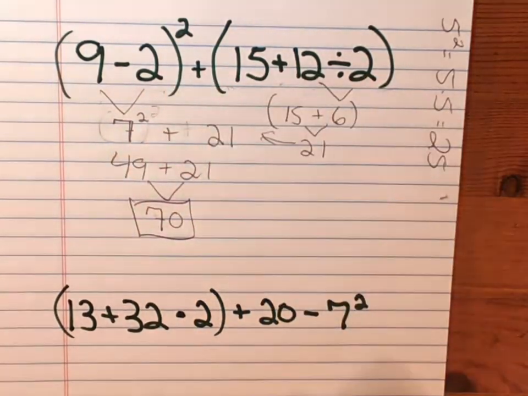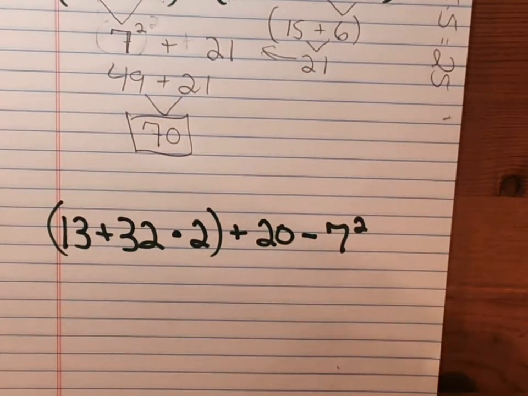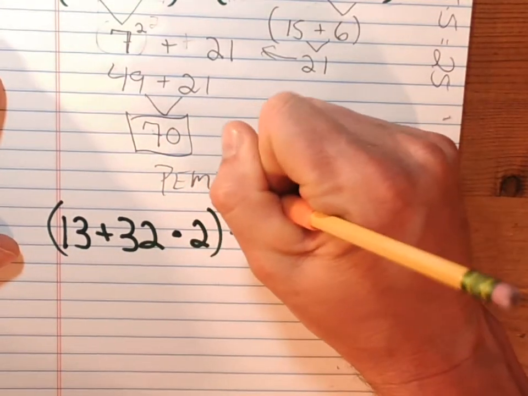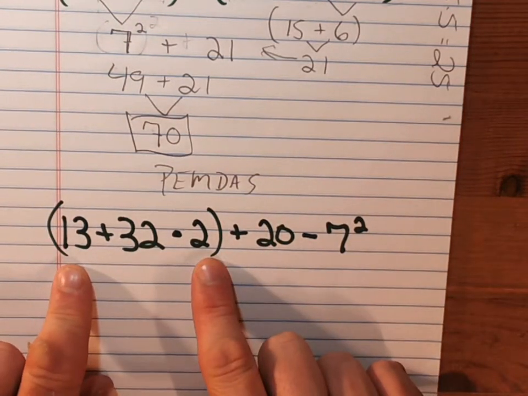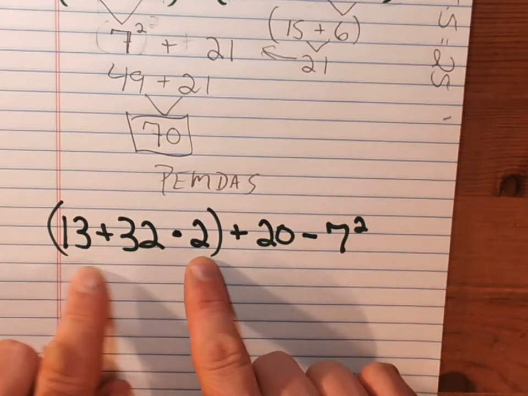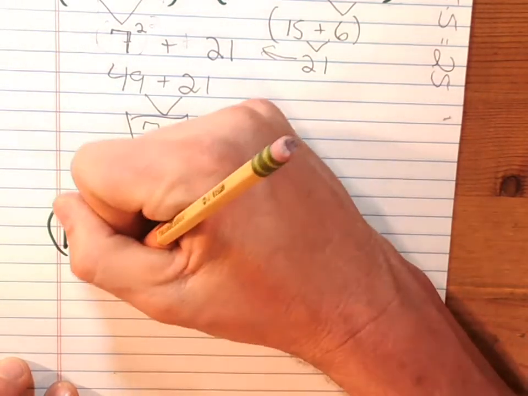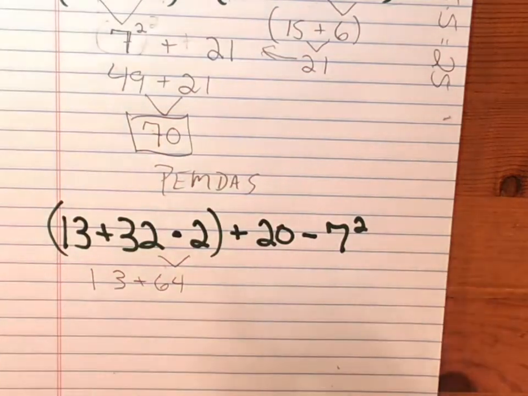Put a box around it. Next one: 13 plus, parentheses, 32 times 2, close parentheses, plus 20, take away 7 squared. All right, PEMDAS. Parentheses are right here. Inside the parentheses, I have to do PEMDAS. So what would I do first? Right here, 32 times 2 will be 64. And so now I bring down my 13 plus 64.